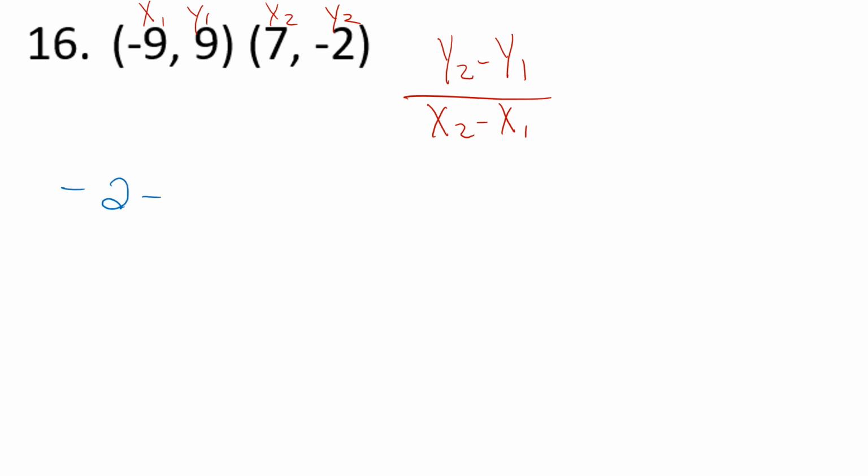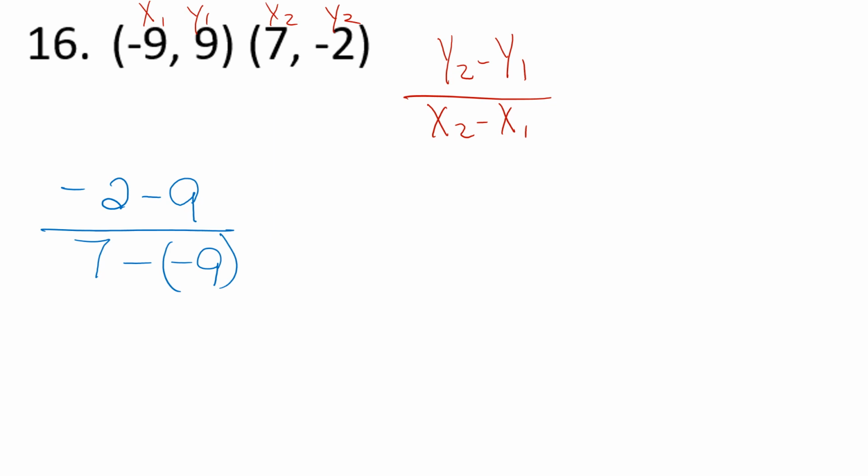Number 16, I'm going to label the ordered pair X1, Y1, since that's the first ordered pair, X2, Y2, since that is my second ordered pair. My slope formula is Y2 minus Y1 over X2 minus X1. So my Y2 is negative 2 minus my Y1, which is 9. My X2 is 7 minus my X1, which is negative 9.